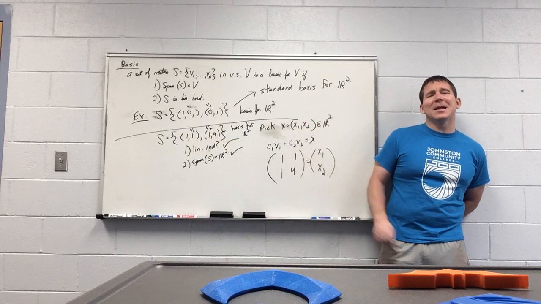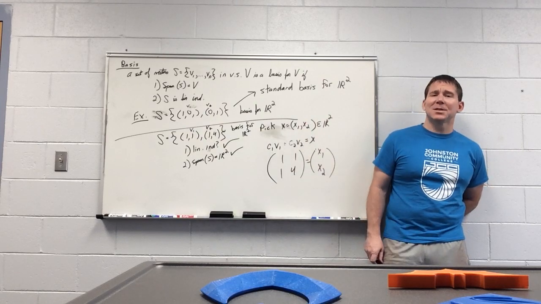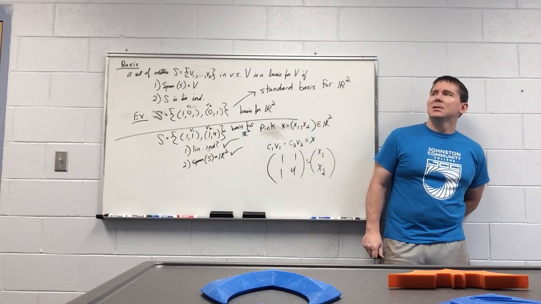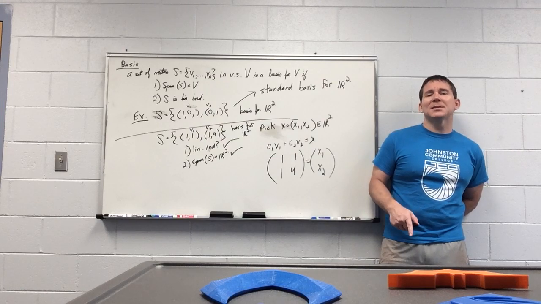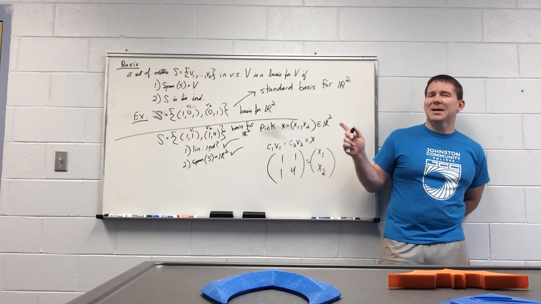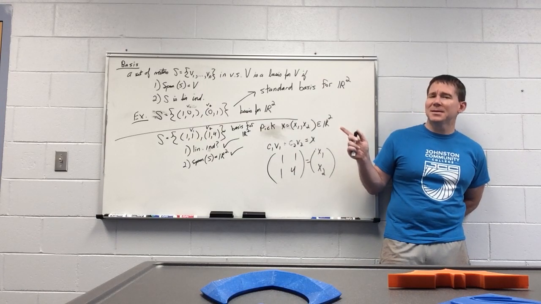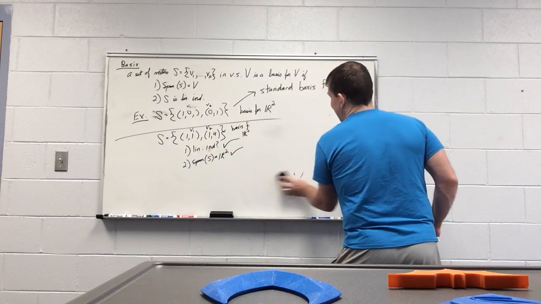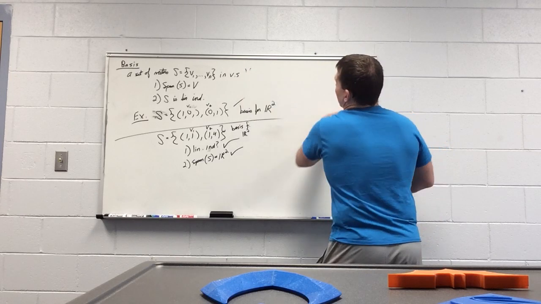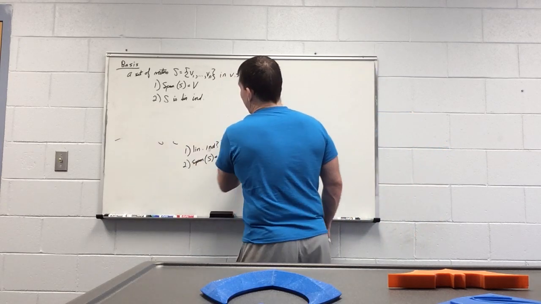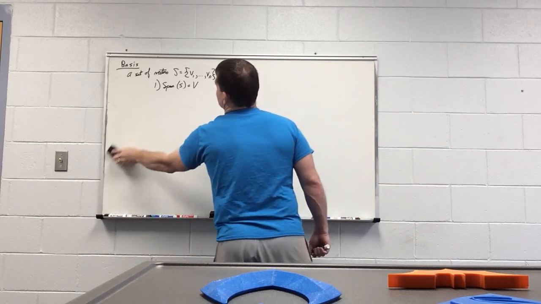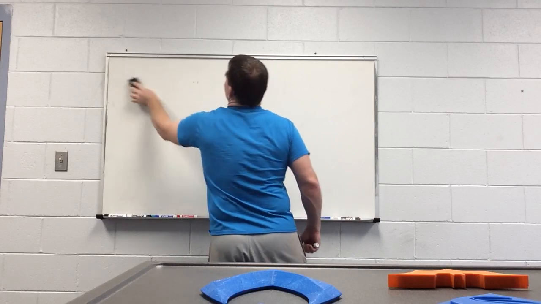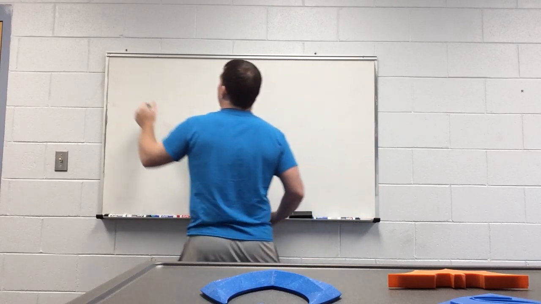Or you can think about it algebraically. If I had three vectors in R2, could they form a basis? Would they span R2? Would they be linearly independent in R2? Something to ponder as we do more of these, and like I said, we'll come back to it. But again, with this standard basis in R2, we get standard bases in Rn.